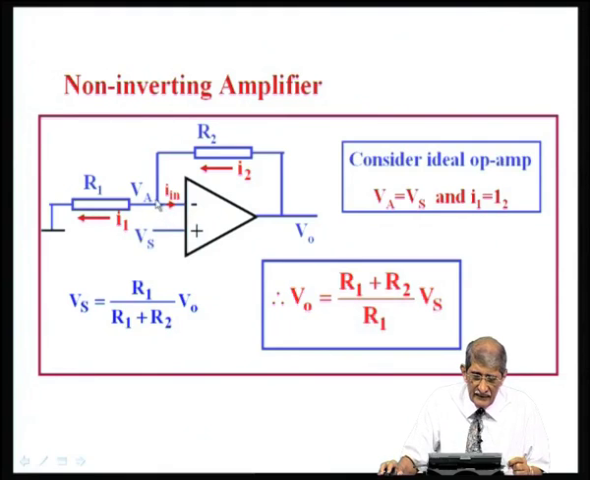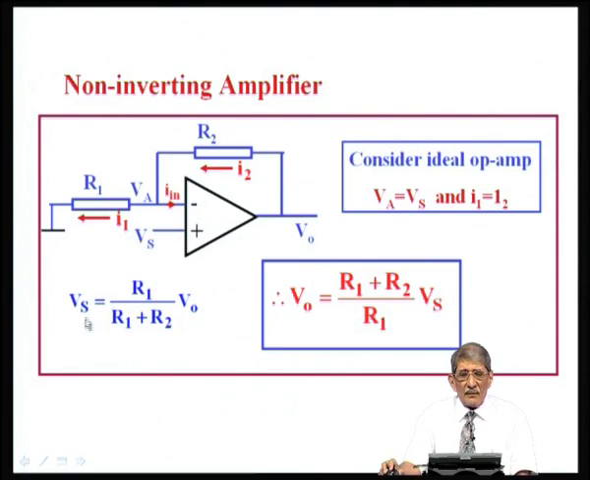So, what is the voltage Va? Va is equal to Vs, that is equal to V naught divided by R1 plus R2, into R1, because this is a potential divider. V naught gets divided between R2 and R1, and this output voltage Va with respect to ground is V naught into R1 divided by R1 plus R2, and Va is equal to Vs. So, Vs is equal to V naught into R1 divided by R1 plus R2. So, V naught is equal to Vs into R1 plus R2 by R1.